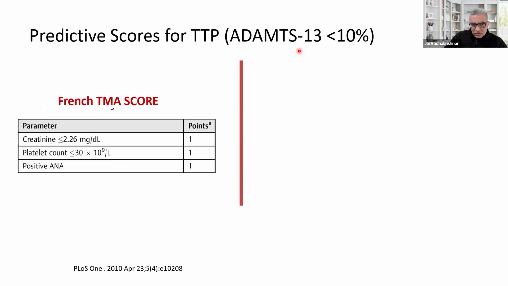So the easiest score is something called the French score. And if you have a relatively intact kidney function, and here the cutoff creatinine was less than 2.26, you get a point. If your platelets are really low, below 30,000, you get 1 point. And for some reason, if you've sent an ANA and it's positive, you get 1 point.